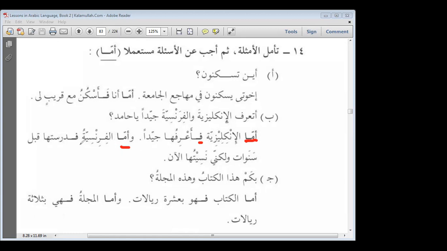Fa darastuhā qabla sanawātin wa lākinnī nasītuhā al-ān. So you see here amma and the fa. Amma and the fa again. Right? And as for French, so I studied it many years ago, but I forgot it now. Okay? So you see here the fa and the amma. The fa goes with the amma.